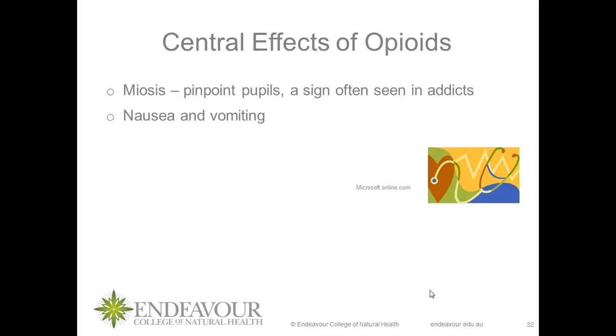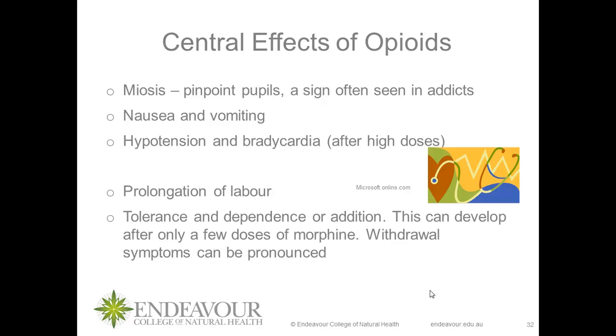Opioids can produce nausea and vomiting. Via their effects in the central nervous system, they will produce hypotension and bradycardia. This is often after high doses of opioids. Opioids would not be the analgesic of choice in labour for blocking pain, because these opioids will prolong labour.